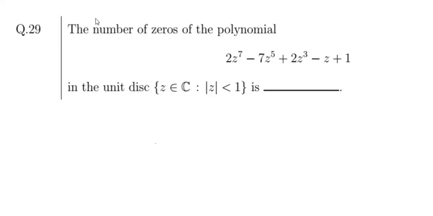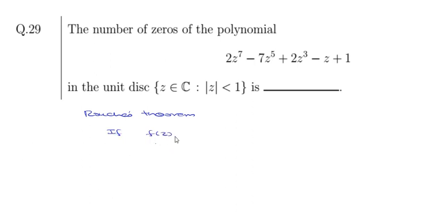So next question. So number of zeros of the polynomial 2z power 7 minus 7z power 5 plus 2z cube minus z plus 1. So here we can use Rouche's theorem to find number of zeros. Rouche's theorem.